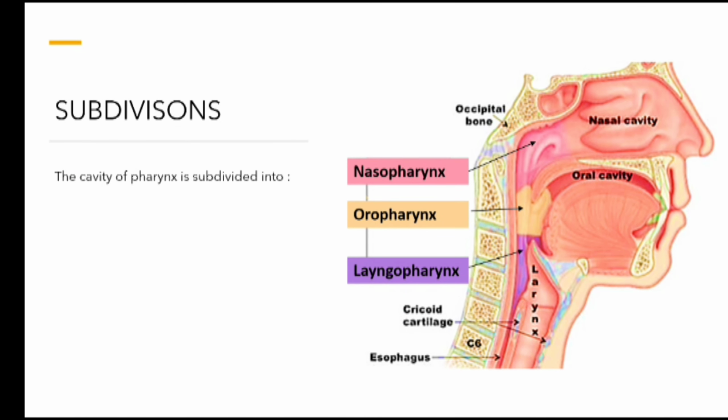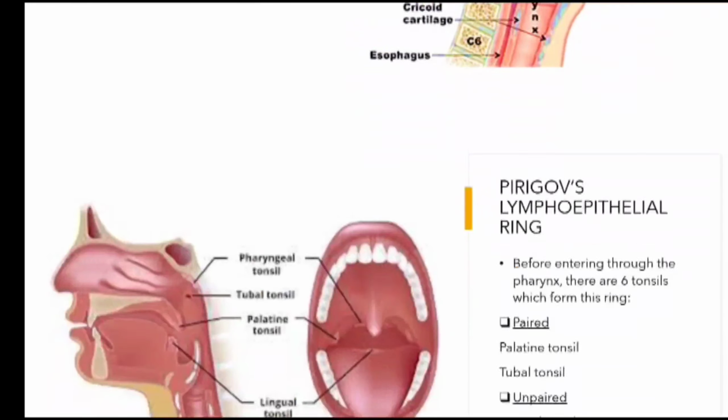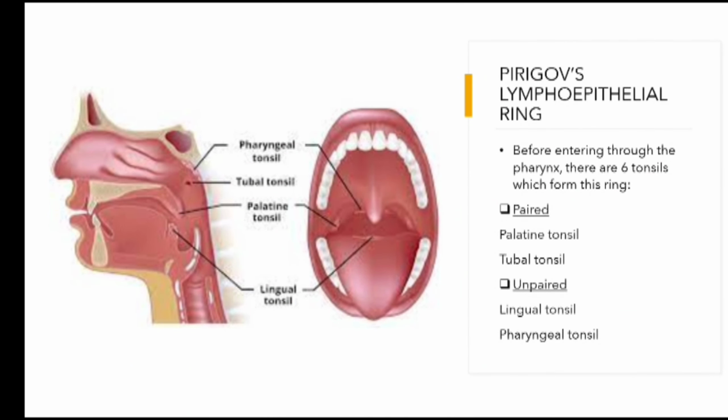The pharynx or the cavity of the pharynx is subdivided into three subdivisions: the nasal part, which is nasopharynx, the oral part, which is oropharynx, and the laryngeal part, which is laryngopharynx. Now let's talk about Waldeyer's lymphoepithelial ring. Basically, before entering through the pharynx, there are six tonsils which form this ring. It is composed of paired palatine tonsil and tubal tonsil and unpaired lingual tonsil as well as pharyngeal tonsil.